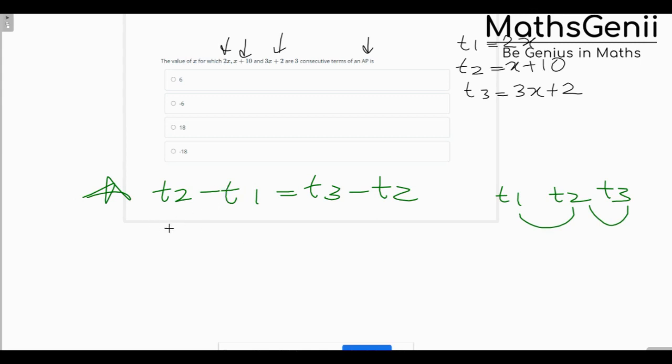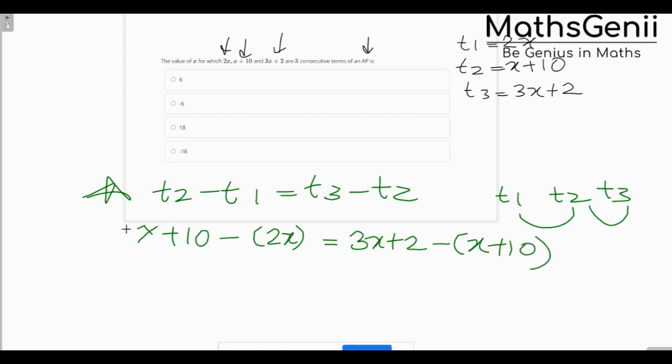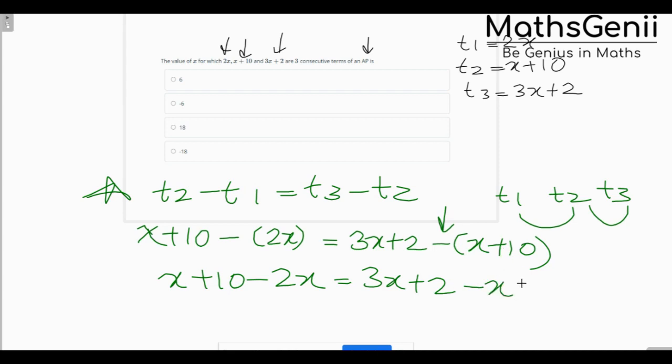What is T2? x plus 10 minus, what is T1? 2x is equal to, what is T3? 3x plus 2 minus, what is T2? x plus 10. What have I done? Nothing. Substitution. x plus 10 minus 2x is equal to 3x plus 2 minus x plus 10. Always be careful with the minus sign. Minus x, minus plus minus.